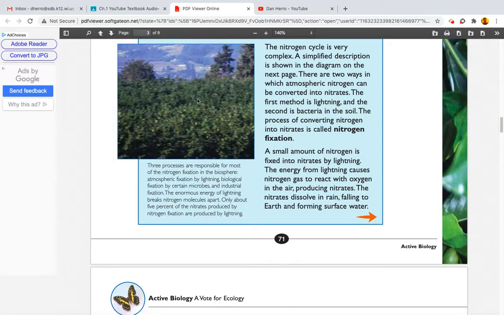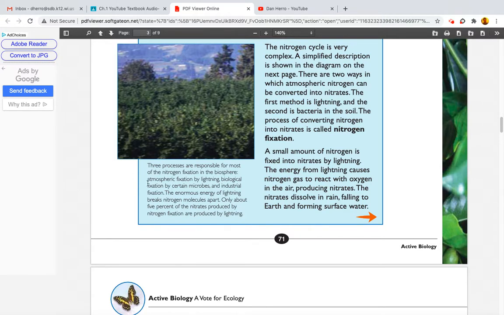Let me read this caption. 3 processes are responsible for most of the nitrogen fixation in the biosphere: atmospheric fixation by lightning, biological fixation by certain microbes, and industrial fixation. The enormous energy of lightning breaks nitrogen molecules apart. Only about 5% of the nitrates produced by nitrogen fixation are produced by lightning.